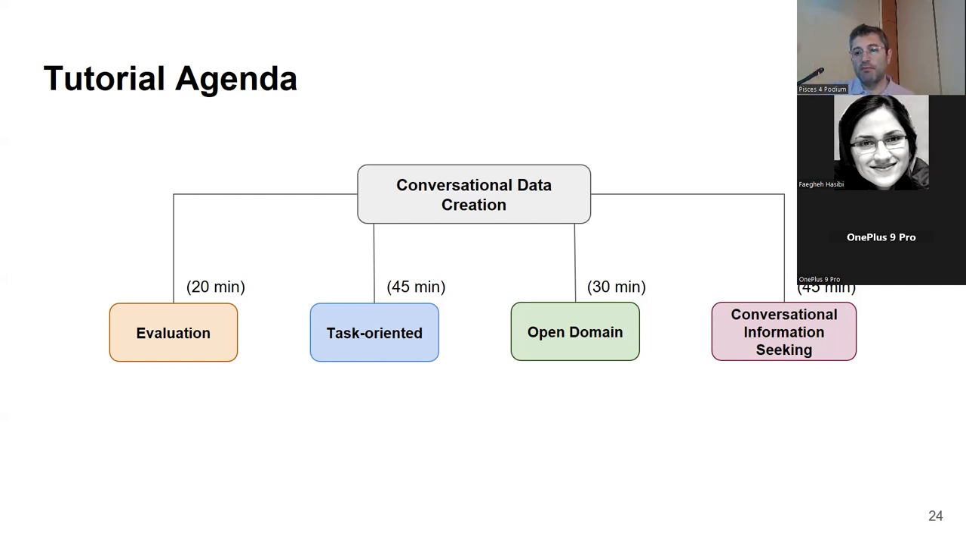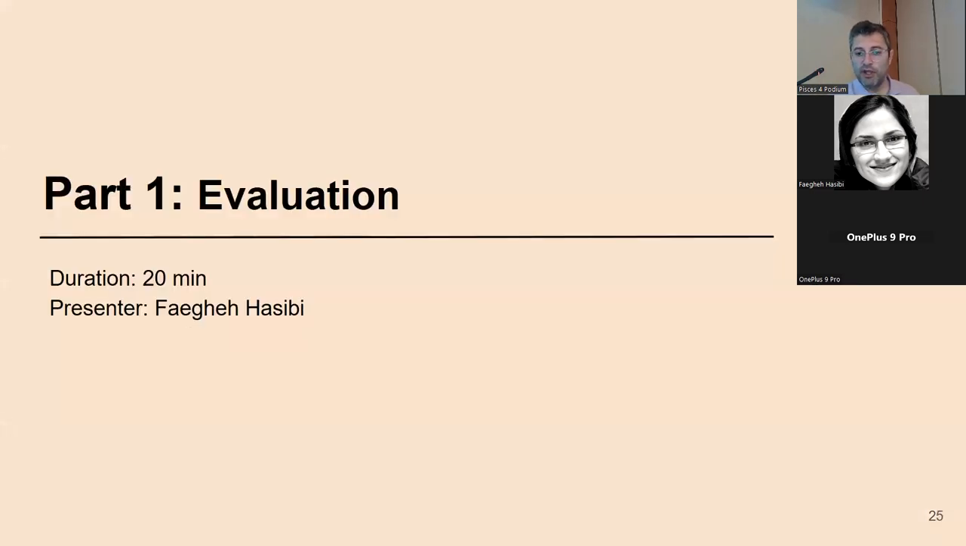I don't know if there are any questions on this introductory part, right? So we're going to go as it is here. We're going to talk about evaluation, then we will talk about task-oriented systems, we'll have a break for a coffee, and then we'll talk about open domain and conversational information seeking after the coffee. I will give the floor to Faegheh, who is online, to talk about the evaluation.